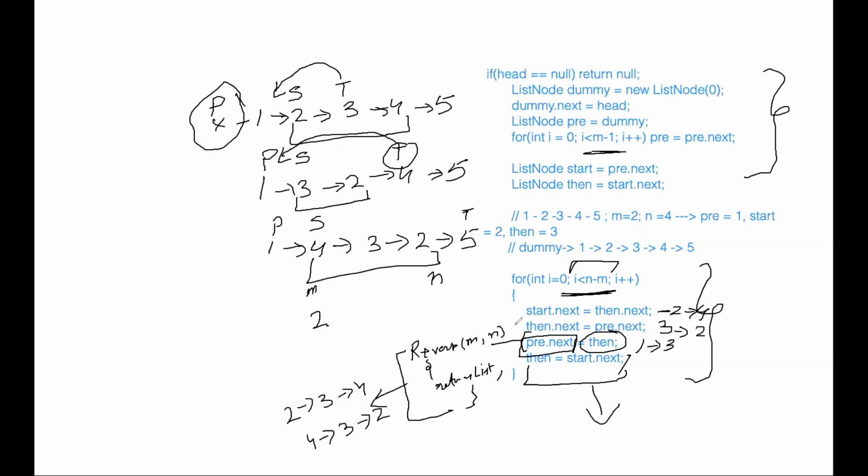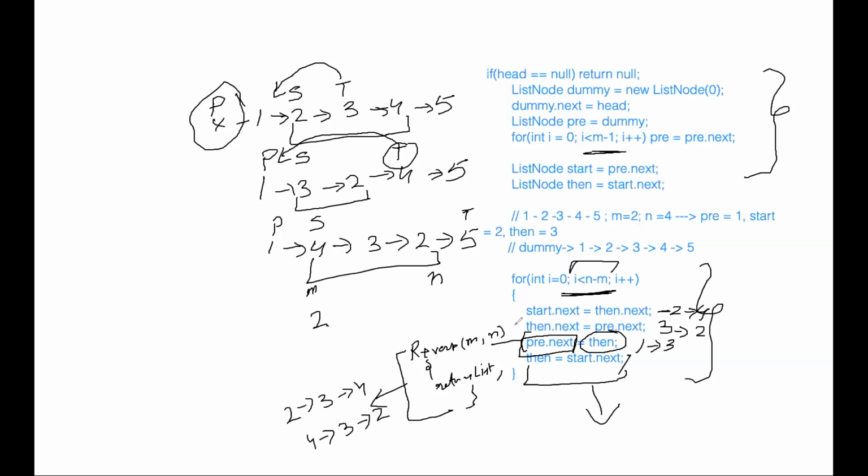Yeah, someone is trying to jump in. Go ahead. What I'm saying is that after reversing 2, 3, 4, we get 4, 3, 2, so we can attach the pre to the head, that is 4, but we also have to attach 2 to 5. I pass the whole thing into the function, so it's going to return 4, 3, 2, 5. But if we have to reverse only this part, 2, 3, 4, not 5, then 5 would stay as it is.